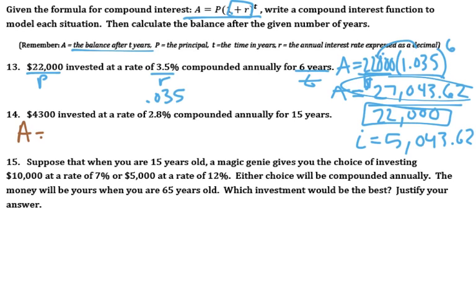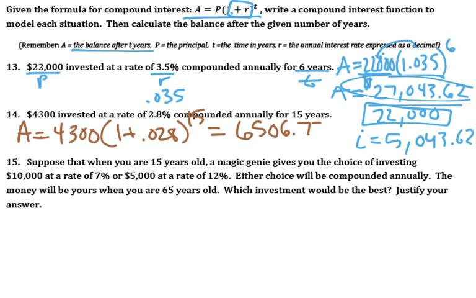Same idea. We take 4,300 times 1 plus 0.028, that's our rate, to the 15. Type it in our calculator because we let it do all the hard work for us. And we end up with a total balance of $6,506.77. Okay, so we earned $2,200. Not bad.